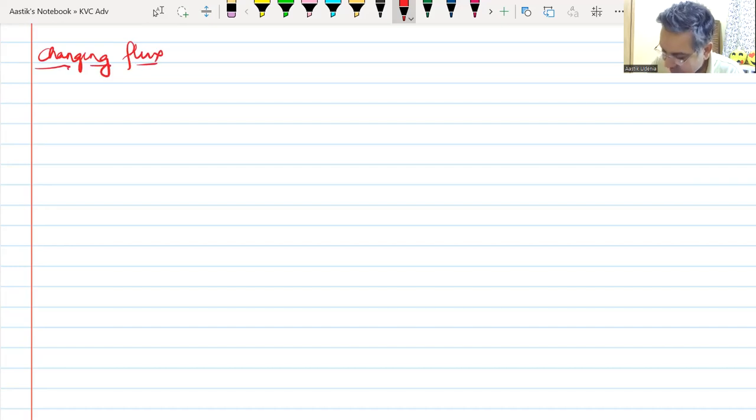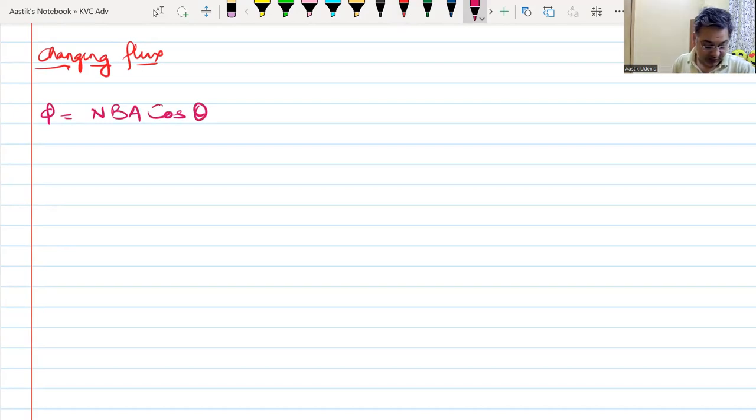Now, how can I change flux? If I look very closely, flux is NBA cos theta. N, if we are talking about N as number of turns, B is the magnetic field, A is the area of the coil, and theta is the angle between the magnetic field and the coil.